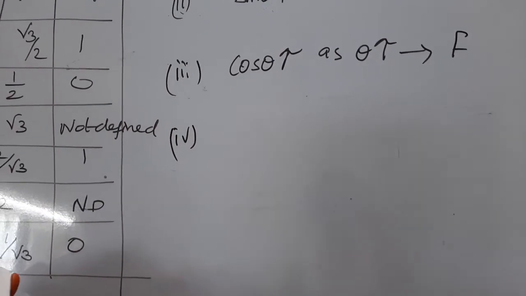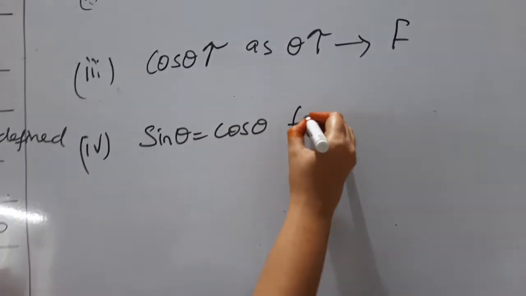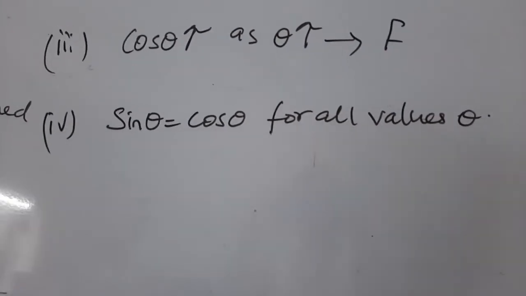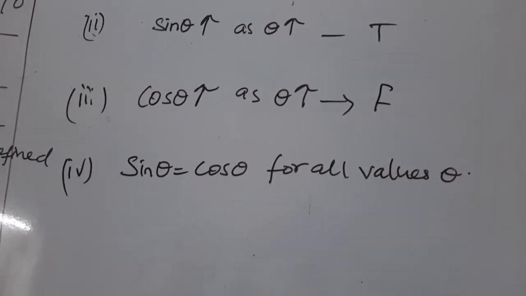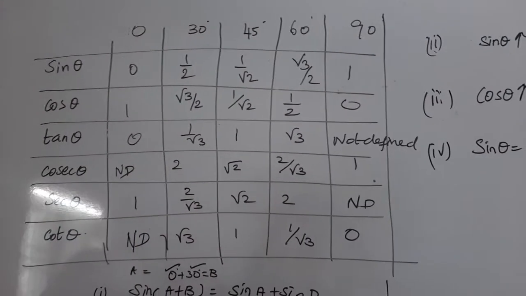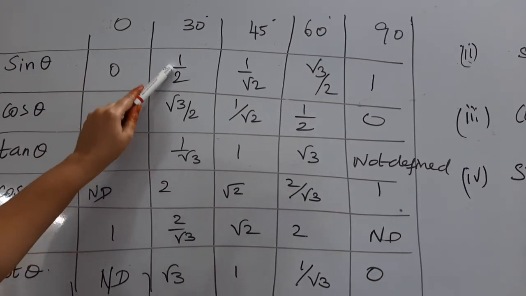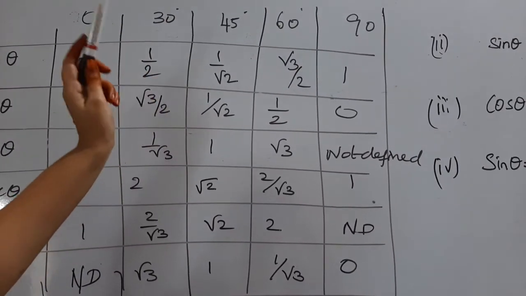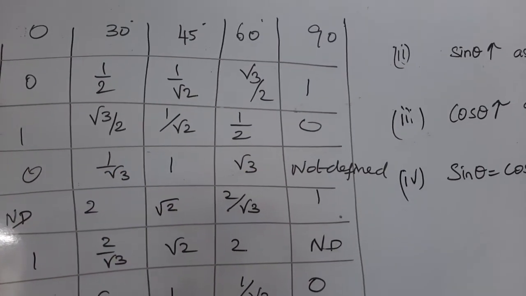What is our fourth statement? Sin theta is equal to cos theta for all the values of theta. When you take cos 0, it should be equal to sin 0. When we take cos 30, it should be equal to sin 30. When we take cos 45, it should be equal to sin 45. Let us check that also in the table. Take sin 0. Sin 0 is 0, but cos 0 is 1. It's not equal. Sin 30 is 1 by 2, but cos 30 is root 3 by 2. It's not equal. Sin 45 is 1 by root 2 and cos 45 is 1 by root 2. Here it is equal and other values are not equal.